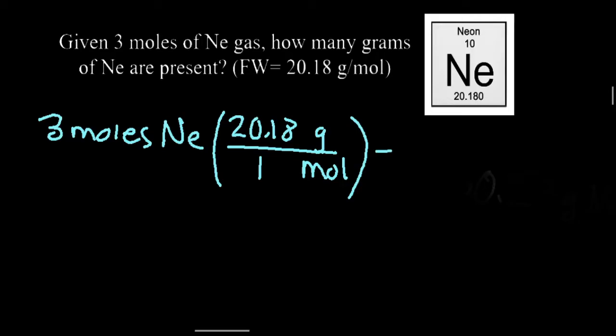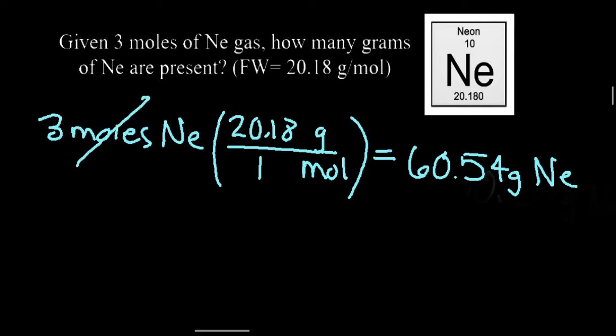And so when we multiply 3 by 20.18, we are going to get our 60.54 grams of neon. And just for some quick clarification too, to make sure we know, we're going to have our moles here cancel, our moles here cancel, and be left with only grams.